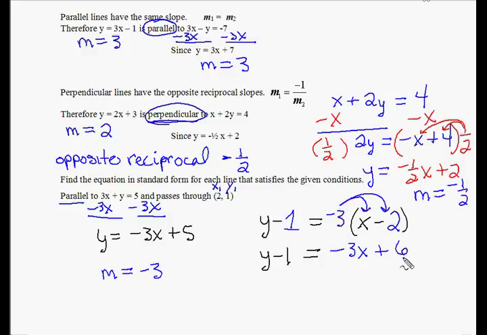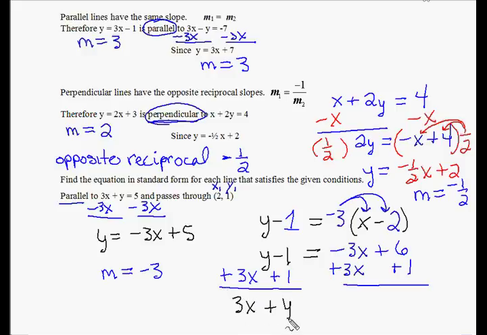They asked us to put this equation in standard form. Standard form has x's and y's on the same side of the equal sign, so I need to add 3x to both sides of this equation. And the constants are on the other side of the equal sign, leaving us with 3x plus y is equal to 7. This is the equation of the line, parallel to 3x plus y equals 5, passing through the point 2, 1, written in standard form.